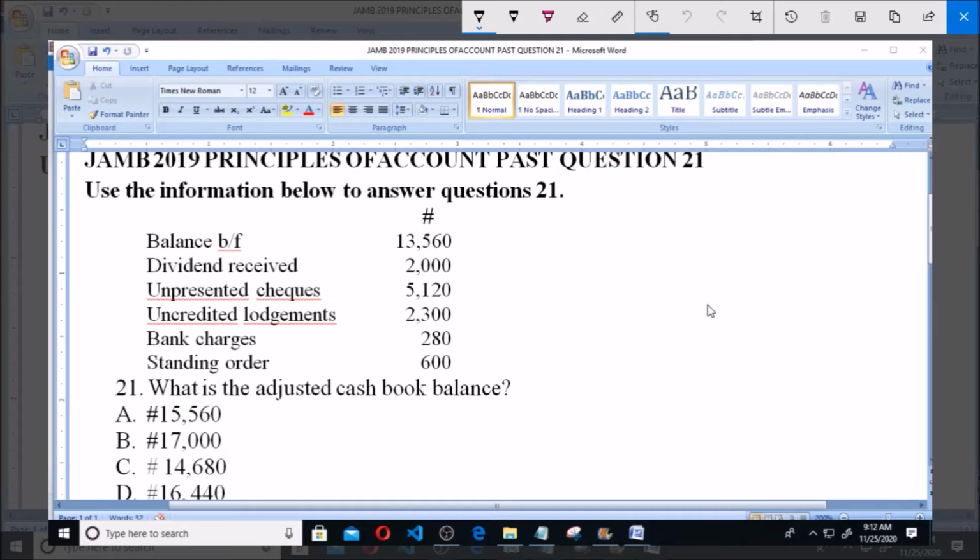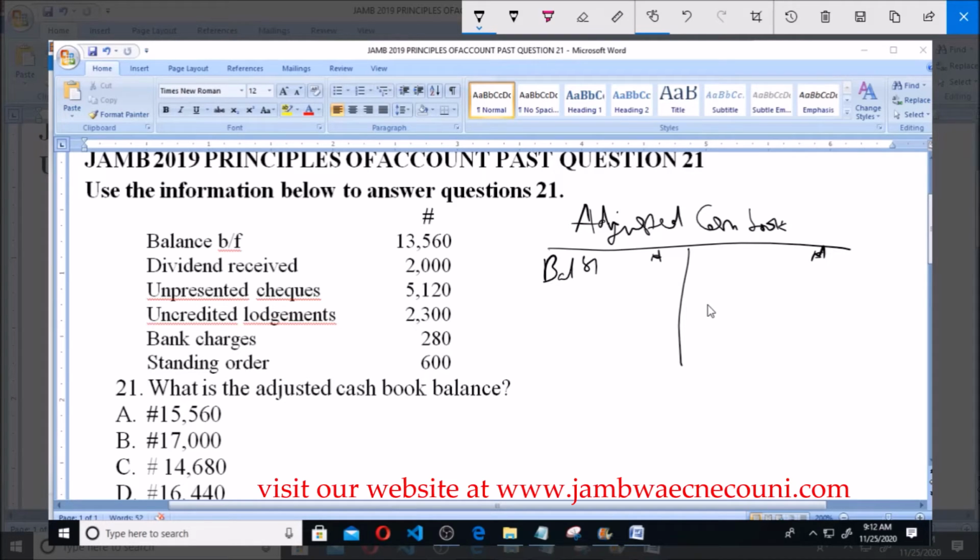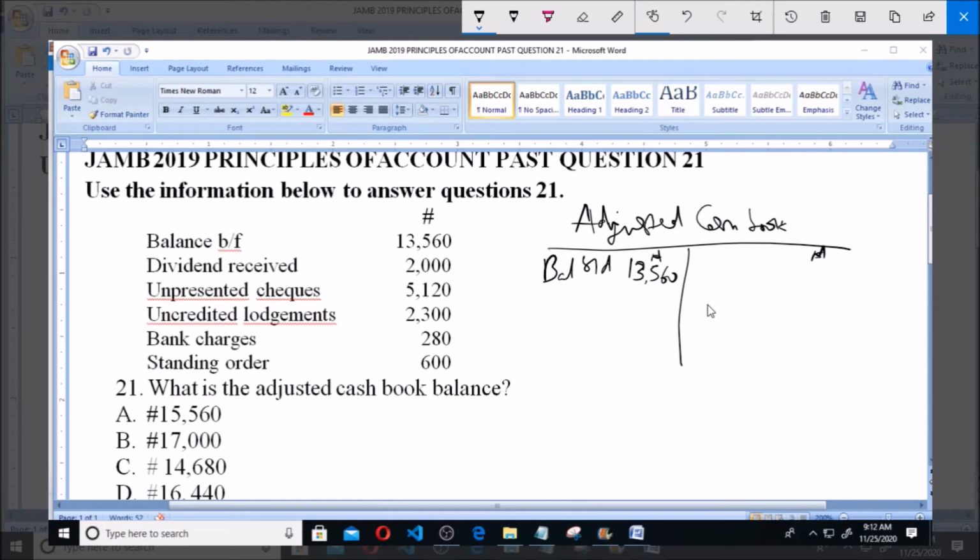So, adjusted cash book. It's a T ledger. Our balance for bank is a positive balance, so it will be on the debit side, balance brought down. We have 13,560.